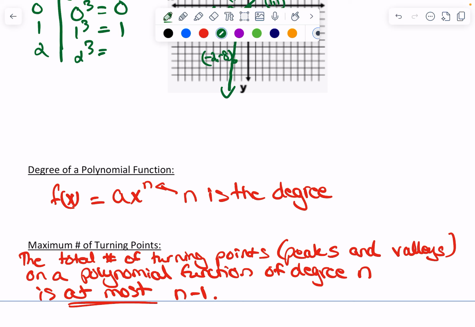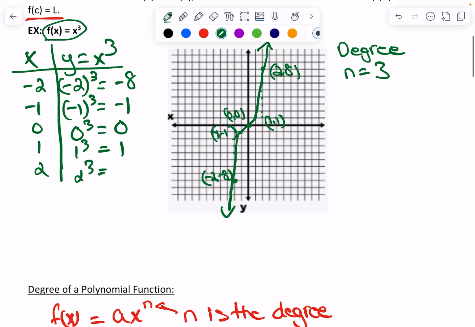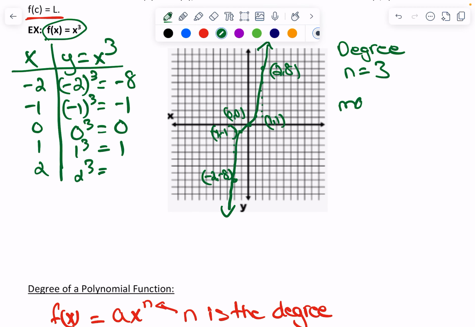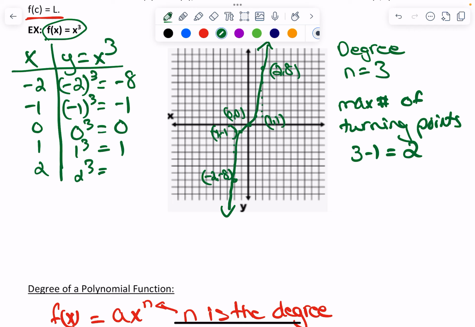Okay, so let's go back to our example here. So maximum number of turning points, n minus 1, our n is 3. We're going to subtract 1, so 2 is the maximum number of turning points. We'll talk more about the turning points in a little bit so that I don't confuse you. But anyways, all we did was define the maximum number of turning points.